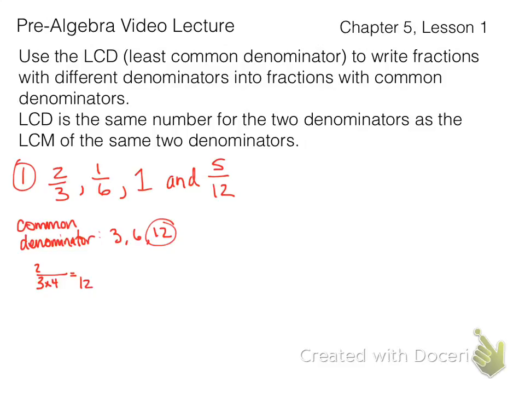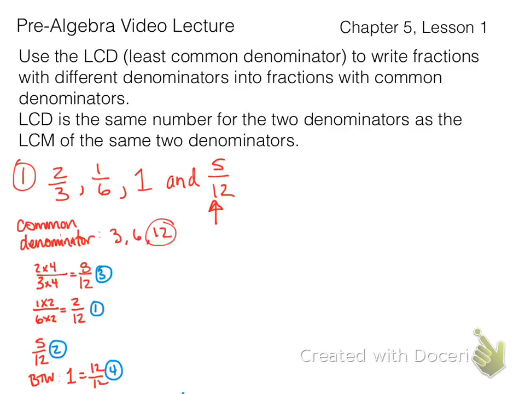3 times 4 is 12. 6 times 2 is 12. 12 times 1 is 12. So 3 times 4 is 12, so 2 times 4 is 8. 6 times 2 is 12, so 1 times 2 is 2. 5/12 already has the common denominator, so we don't have to change that. And by the way, 1 with a common denominator of 12 is equal to 12 over 12, because 12 divided by 12 is 1.